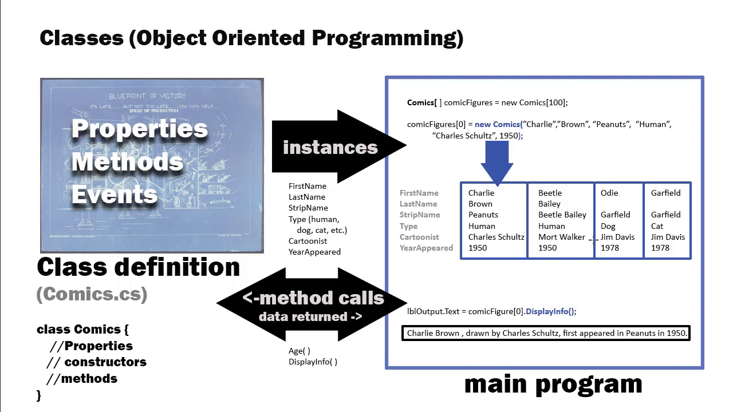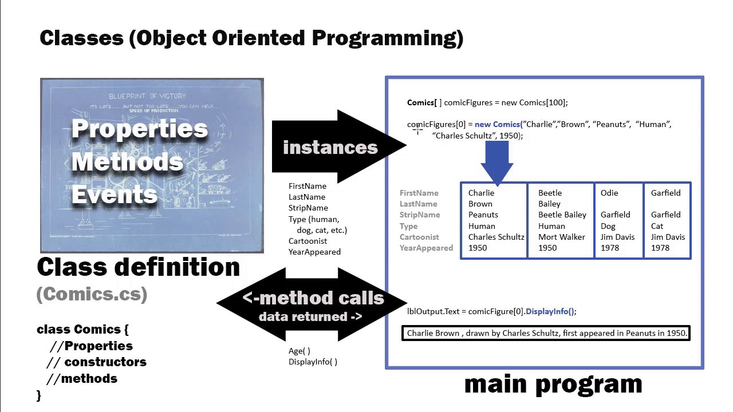So over in our main program, the way we interact with that is we'd create a collection of some sort to hold that data. Now that might be a database backend, that might be an array, it might be an array list, but we're going to create some type of collection to hold the data. So here we have an array of type comics. So again, this is my data type. My class is a data type. I'm going to name the array comic figures. It's going to equal a new comics, and I'm going to have 100 elements in that array.